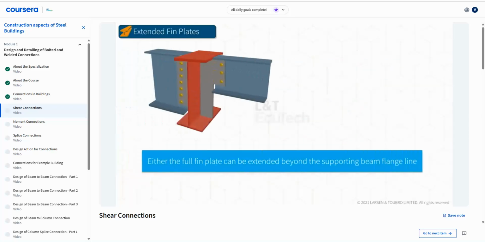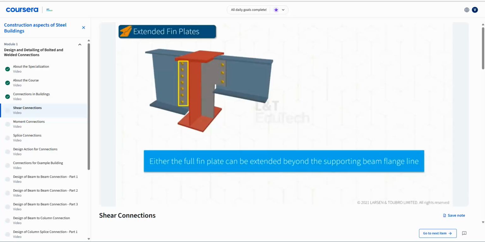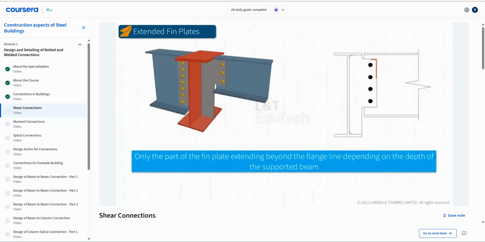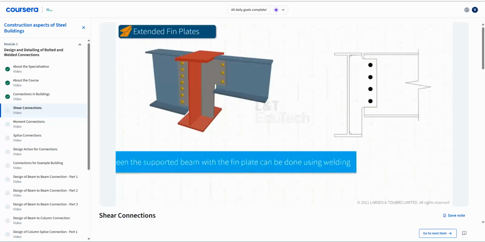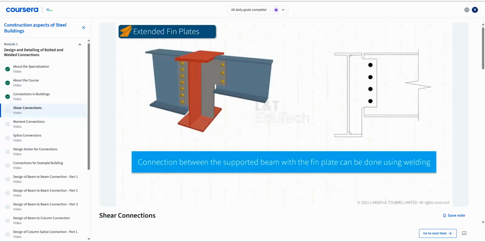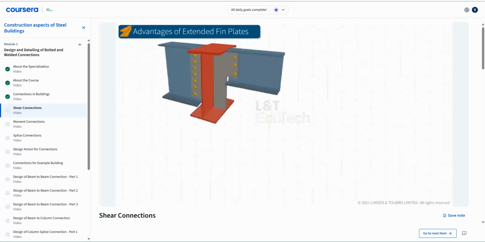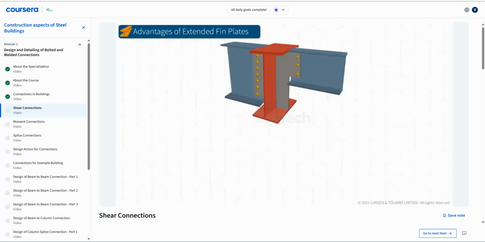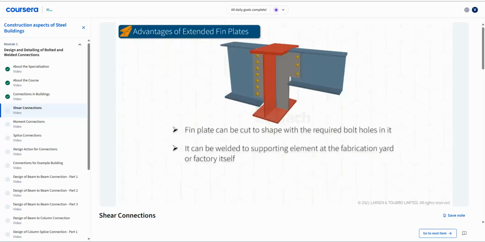We can have either the full fin plate extending beyond the supporting beam flange line like this, or only the part of the fin plate extending beyond the flange line like this, depending on the depth of the supported beam. The connection between the supported beam with the fin plate can be done using welding also. The major advantages of this connection are: the fin plate can be cut to shape with the required bolt holes in it, and it can be welded to supporting element at the fabrication yard or factory itself.